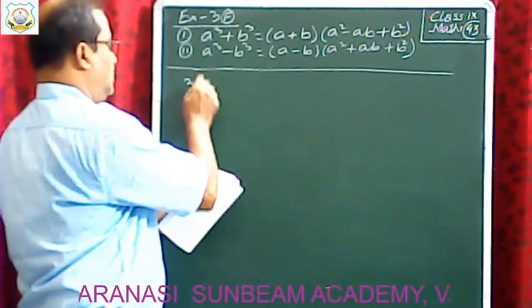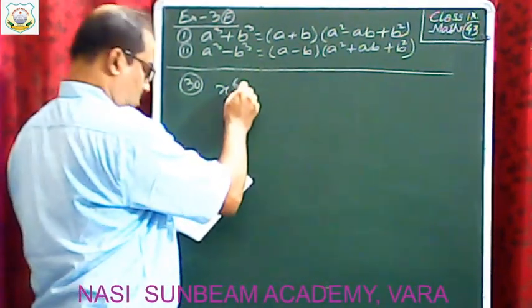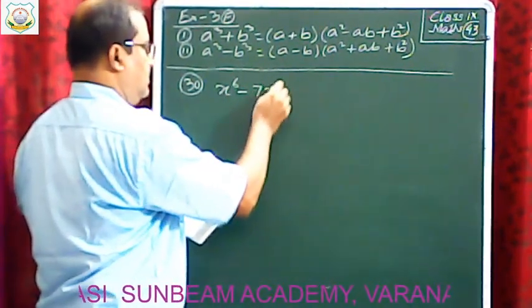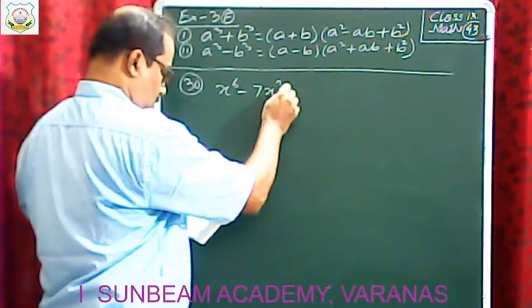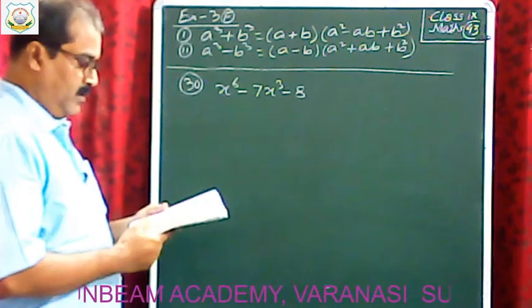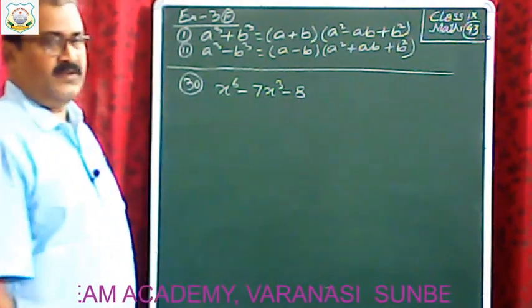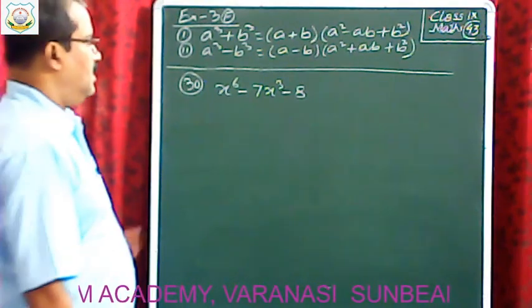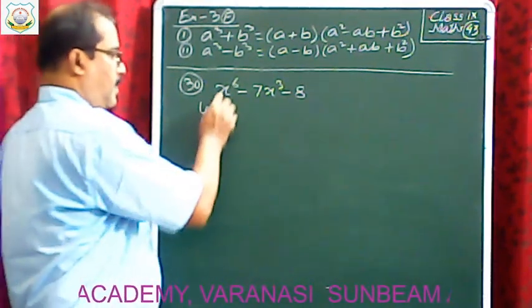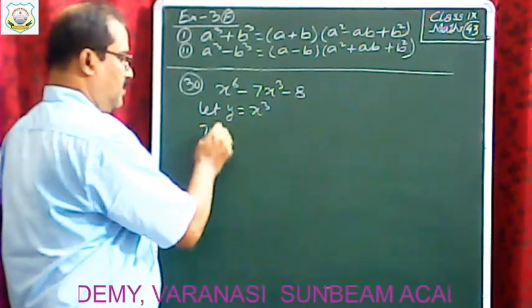Question number 30. x to the power 6 minus 7x cube minus 8. Trinomial given, only 3 terms are there. So first of all you have to factorize. If we suppose y equal to x cube, then what happens?